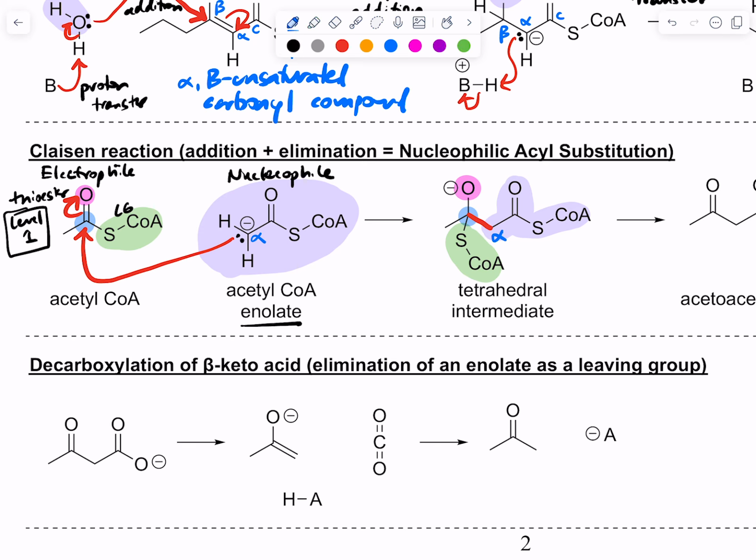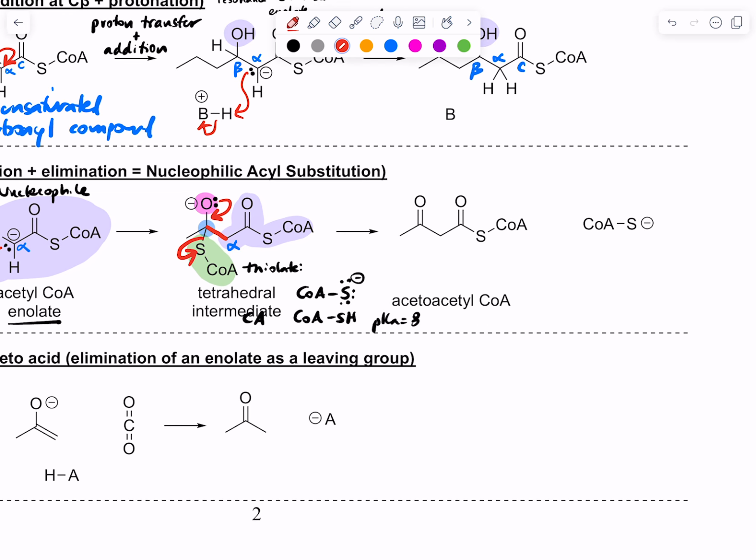You can tell that that's a good leaving group because you can imagine what it would look like when it left. This would be the coenzyme A group with a negatively charged sulfur on the end. Its conjugate acid is a thiol with a pKa of 8. And in general, if the conjugate acid has a pKa of 16 or less, we're going to say it's a decent enough leaving group. Electrons on the negatively charged oxygen kick down, thiolate leaving group leaves, and there is your product.